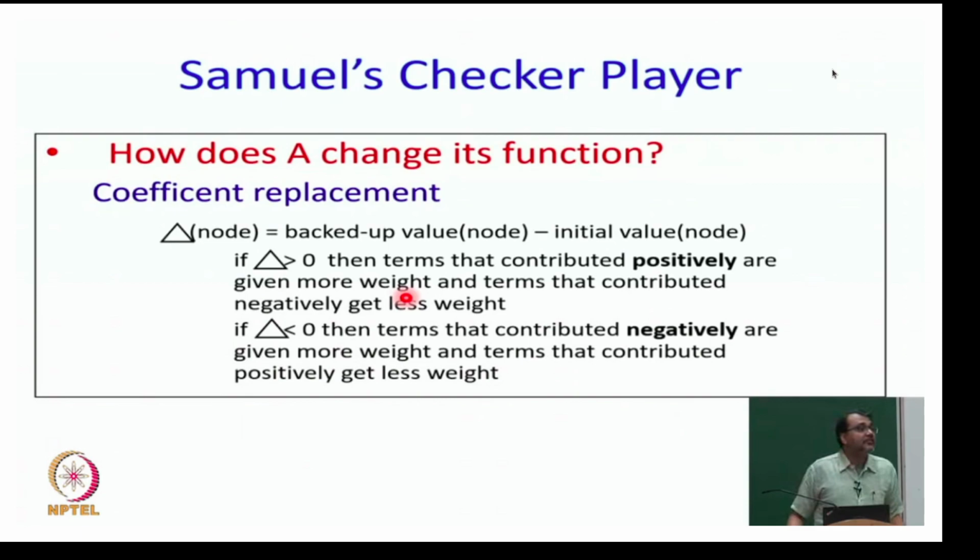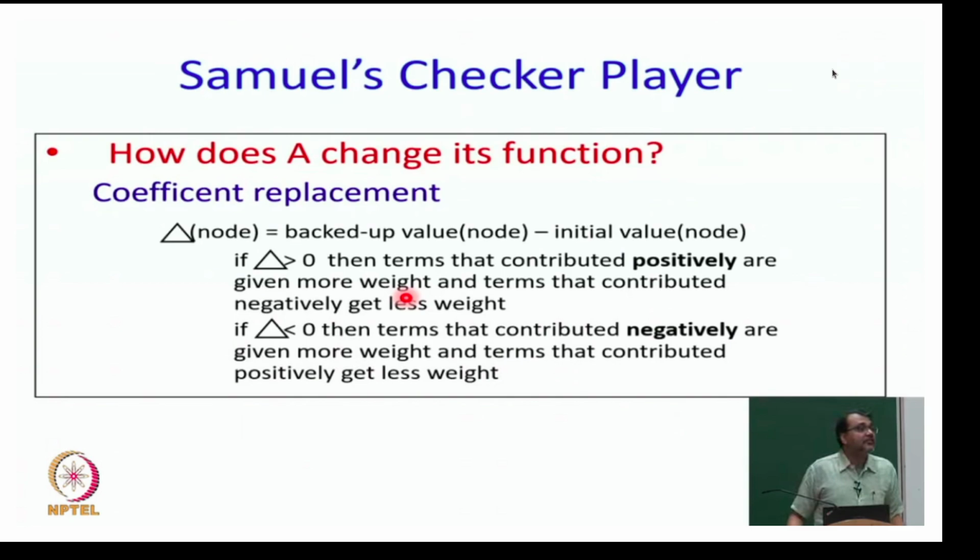Backup value of the node minus initial value. If delta is greater than 0, then the terms that contribute positively are given more weightage, and the terms that contribute negatively get less weightage. What does that mean? It means that you have W1 F1, W2 F2, W3 F3, right? The utility function. You have assigned some W1, W2, W3, right?